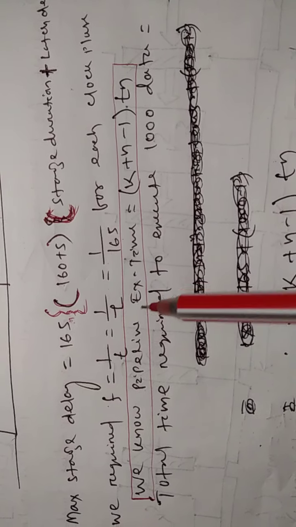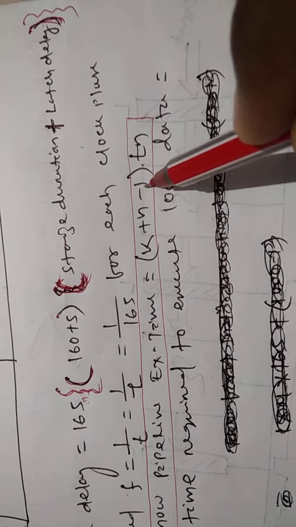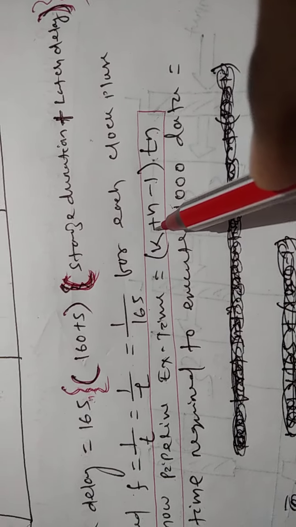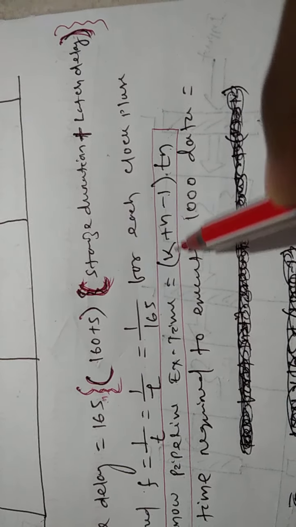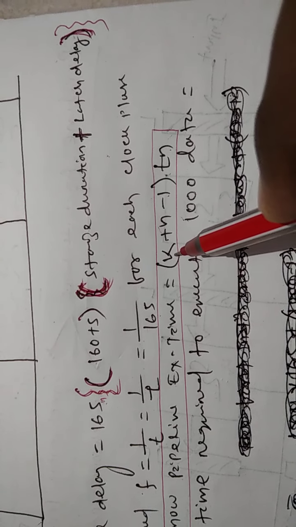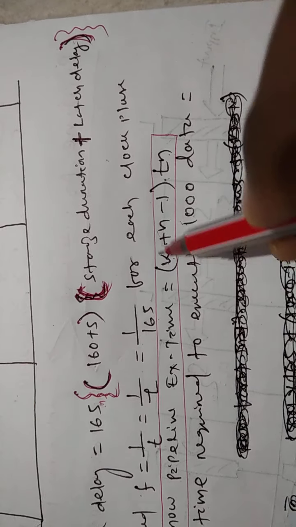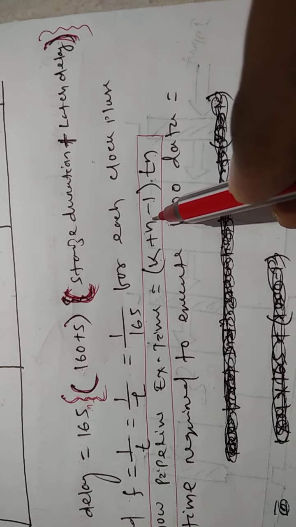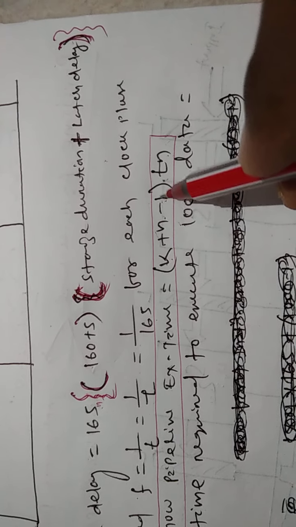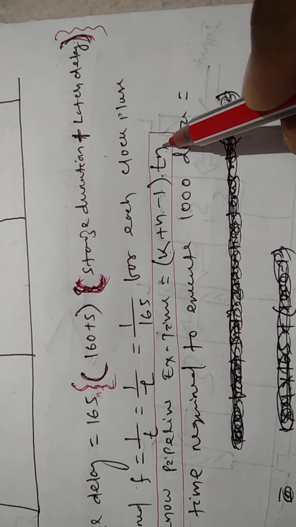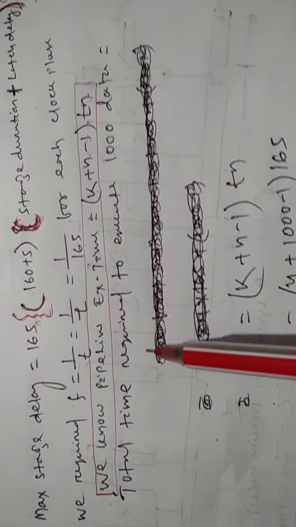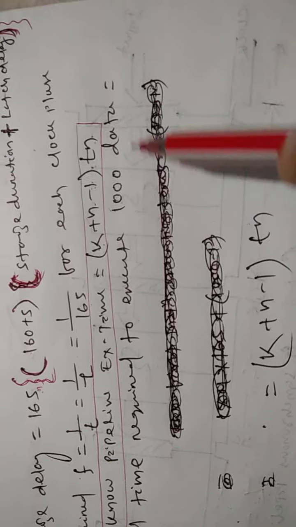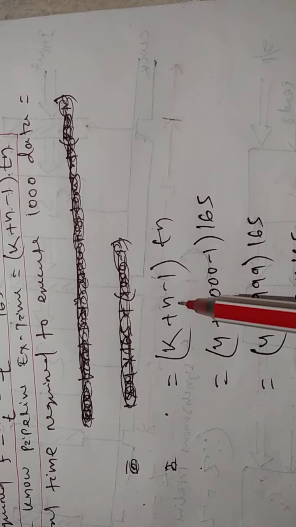Next, we calculate the total time taken to process 1000 data items. We know pipeline execution time equals (k plus n minus 1) times tn. K is the number of phases, or number of stages, and n is the number of instructions or number of data, and tn you can write as tn or tau, no problem. So the total time required to execute 1000 data items equals (k plus n minus 1) times tn.